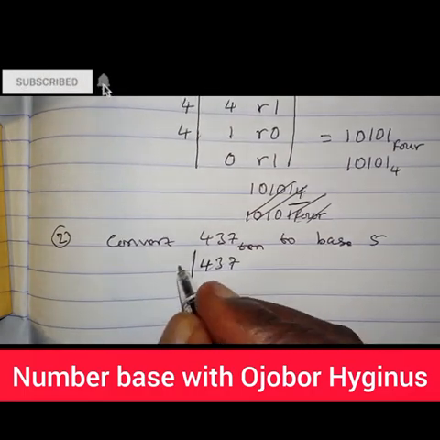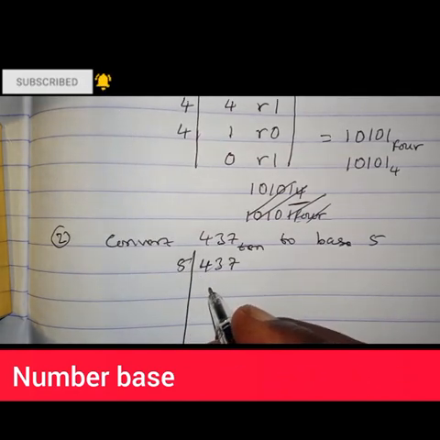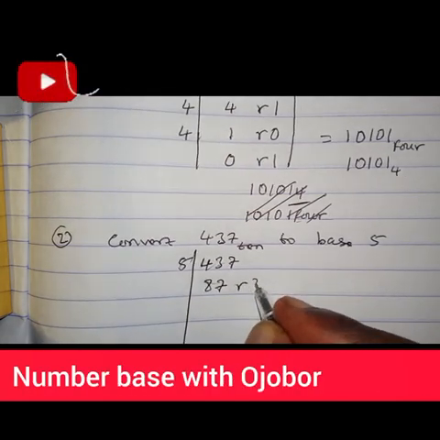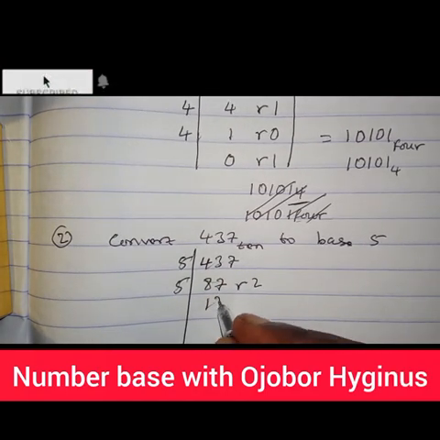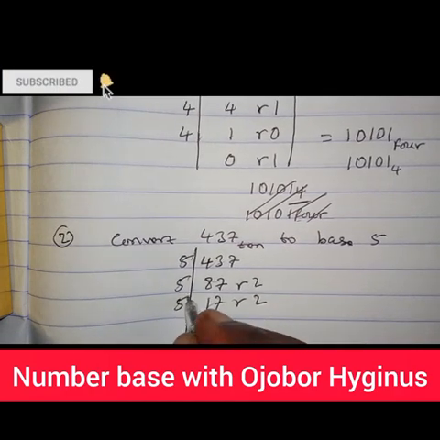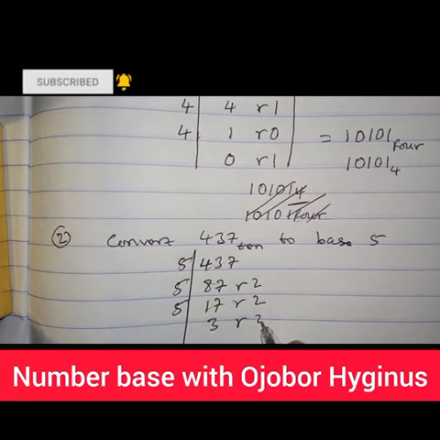437 divided by the required base 5. If you divide 437 by 5, you are going to get 87, and you have 2 remaining. If you divide 87 by 5, you are going to get 17, and you will have 2 remaining. You divide 17 by 5, you are going to get 3, and you have 2 remaining.